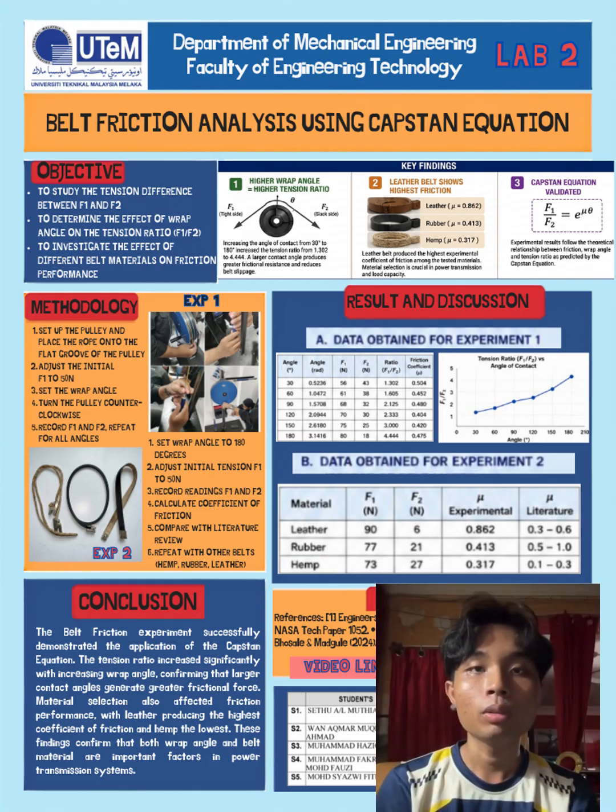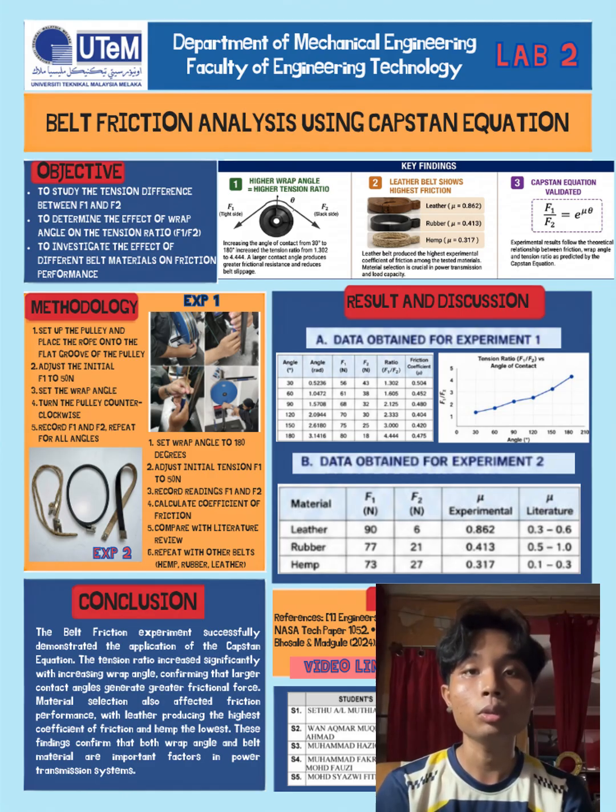Assalamualaikum everyone. For experiment 1, we investigated the effect of wrap angle on the tension ratio F1 divided by F2. So based on the result, the tension ratio increased from 1.302 at 30 degree to 4.44 at 180 degree. So this shows that increasing the angle of contact increased the friction between the belt and pulley, resulting in a higher tension ratio. So the graph clearly shows this upward trend, which agrees with the capstan equation.